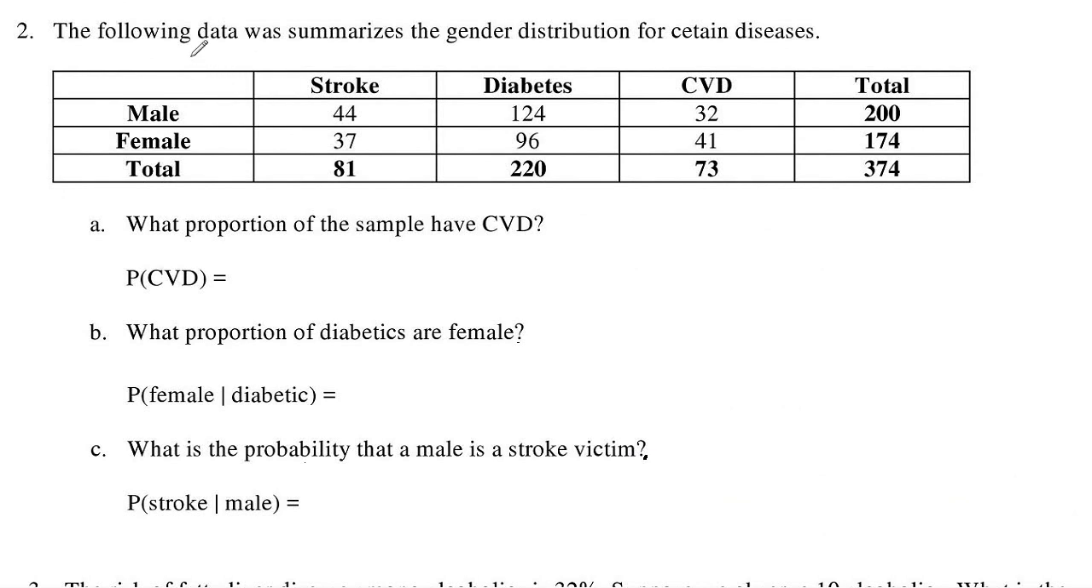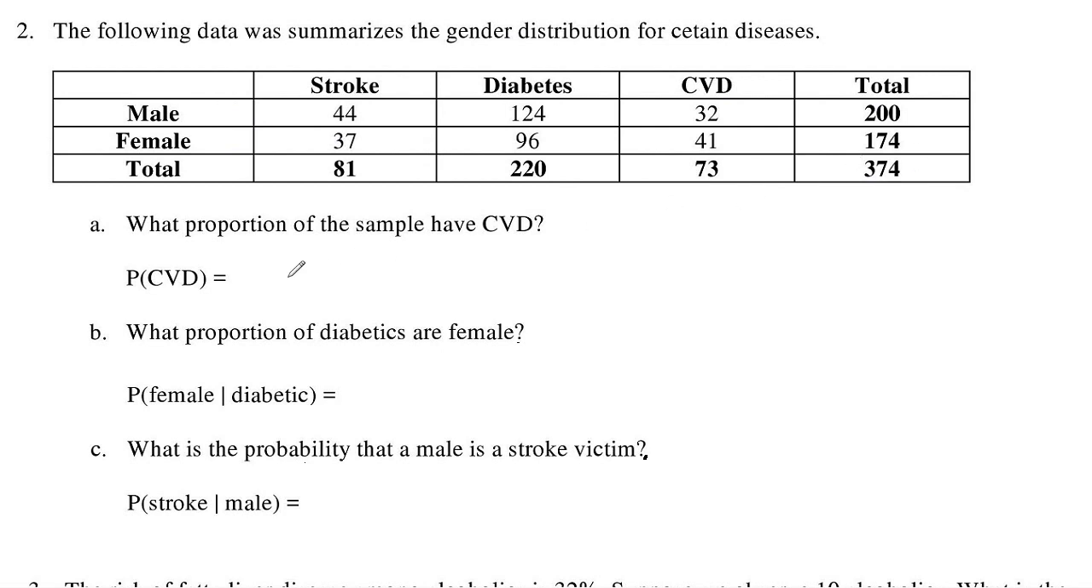In question 2, we're given some data here that summarizes the gender distribution for some diseases: stroke, diabetes, cardiovascular disease, by male and female. So we've got row totals here, column totals here, grand total of 374.